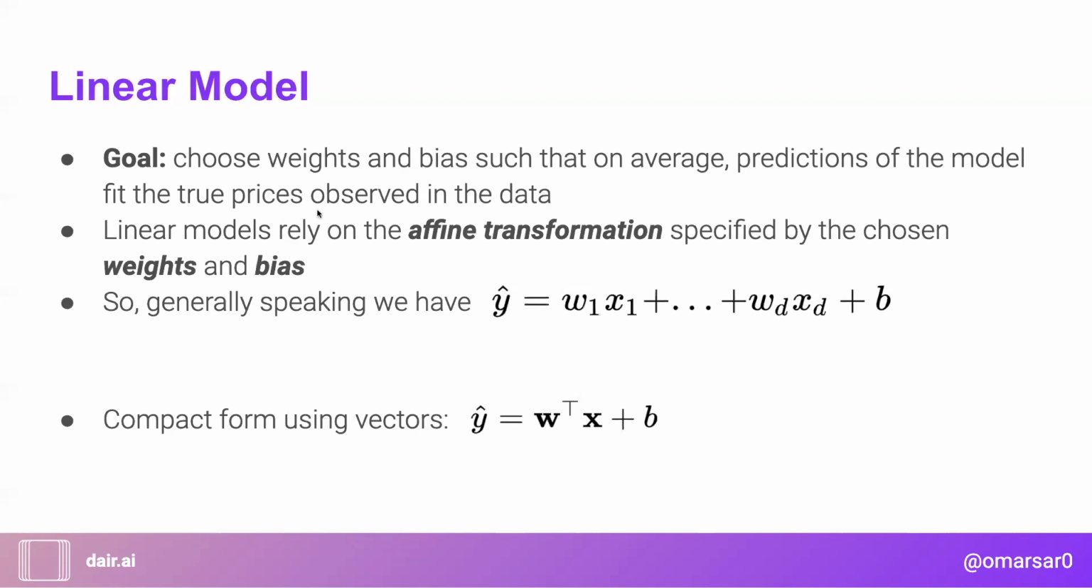And what does this mean actually in code? Because that's the important thing, I think. And again, this is dependent on that affine transformation that we discussed in the previous slide, specified by the chosen weights and bias. Of course, weights and bias are important. So we have here the weights, the features, and the bias as well, and that is used to make some prediction.